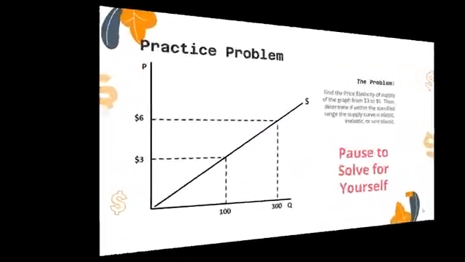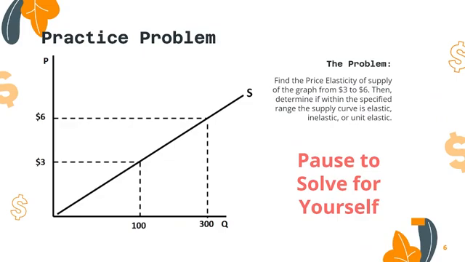Now we move on to a practice problem to test what you've learned. The problem is to find the price elasticity of supply of this graph from $3 to $6. Then determine if within this specified range the supply curve is elastic, inelastic, or unit elastic. I'll give you a brief moment to pause, figure it out, and then reveal the answer.